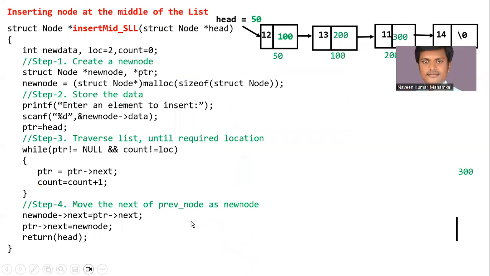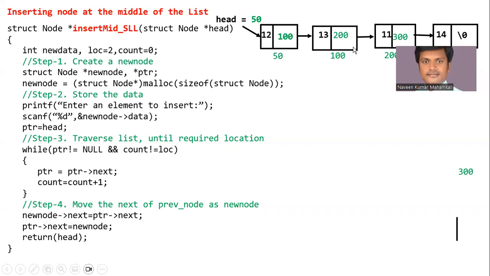Now we will try to understand the different steps involved to insert a node at the middle of the list. Assume the linked list has been created as shown here. Now we want to insert a new node after the second location.